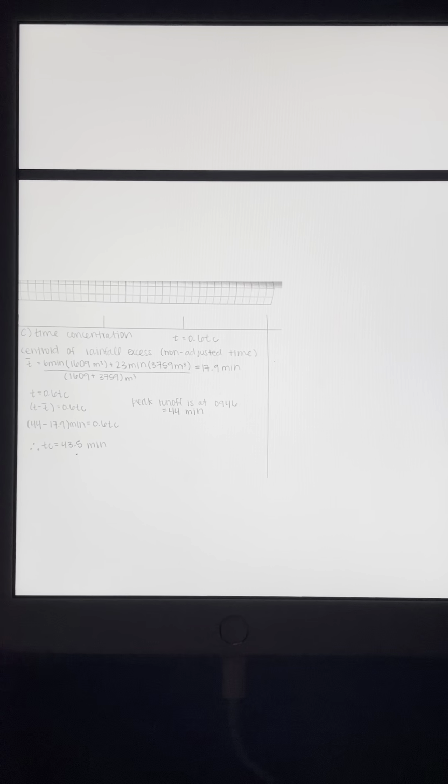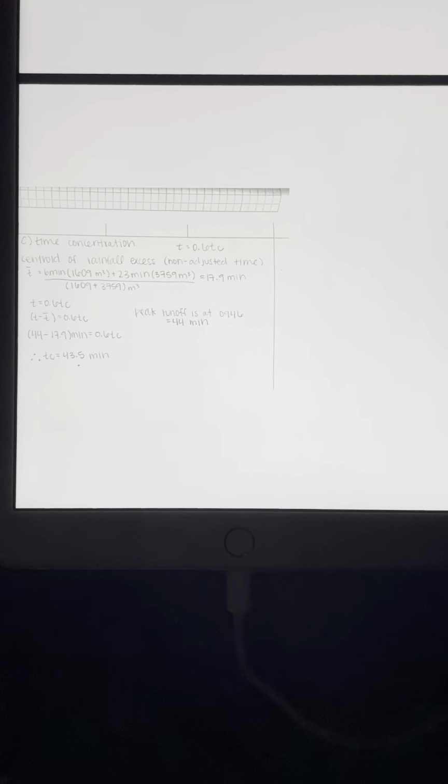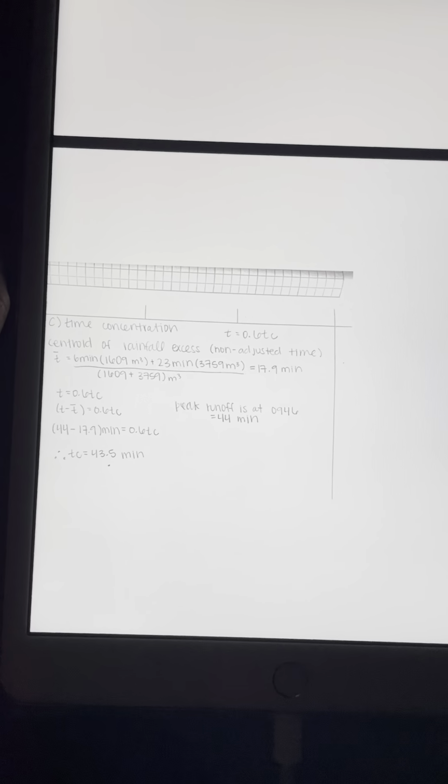Part C of this problem asks for the time of concentration. So you'll use this equation and find the centroid of rainfall, and using that equation you'll get that the centroid of the rainfall excess is about 17.9 minutes, and then you'll use that and plug it into this equation to solve for TC.